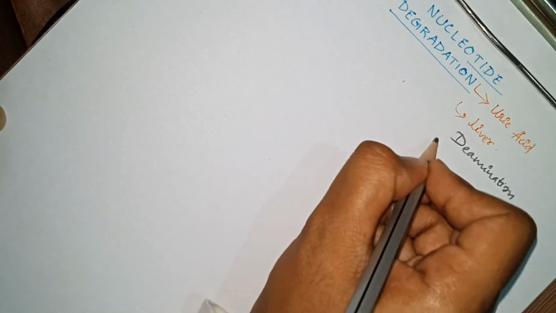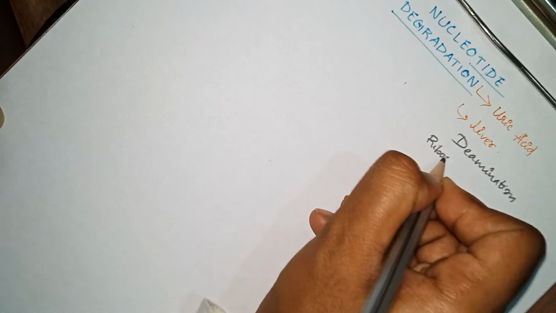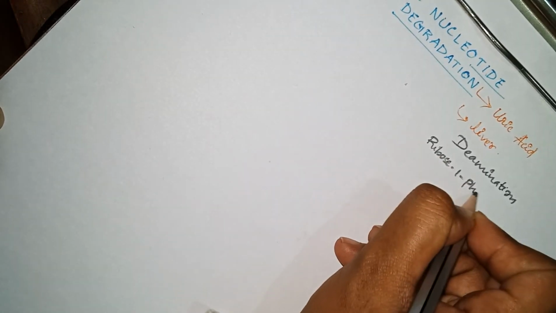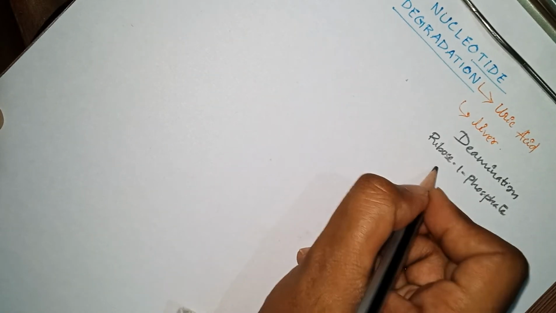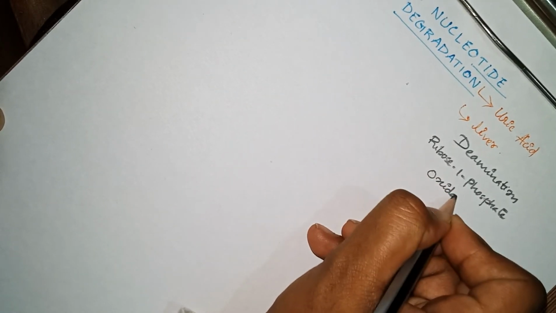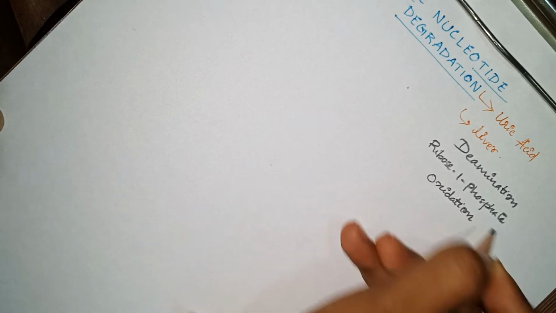And the major steps taking place are deamination, removal of ribose 1-phosphate, immediately followed by two successive oxidations. So these are the major steps, and after all this we will get our uric acid ready.